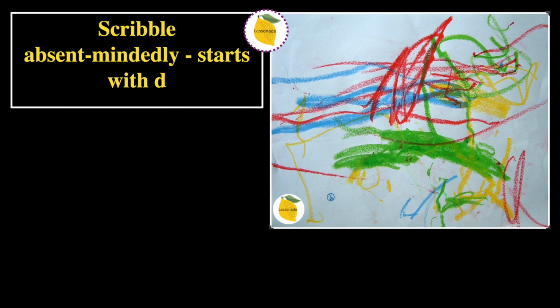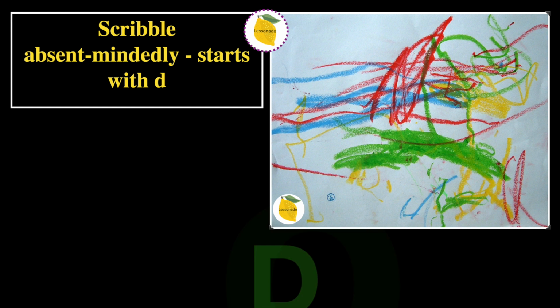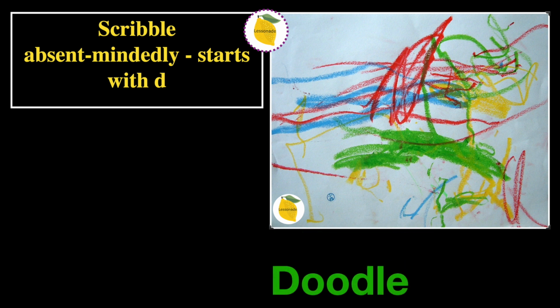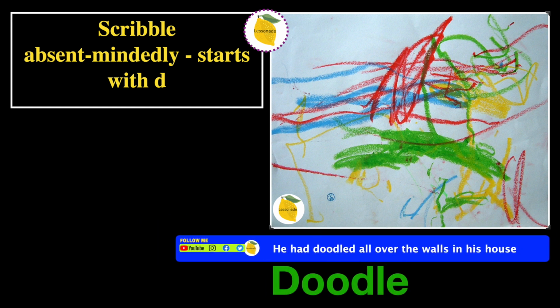Scribble absent-mindedly starts with D. In this picture, we can see someone scribbling all over their walls. So therefore, the word is doodle. And the sentence is, he had doodled all over the walls in his house.